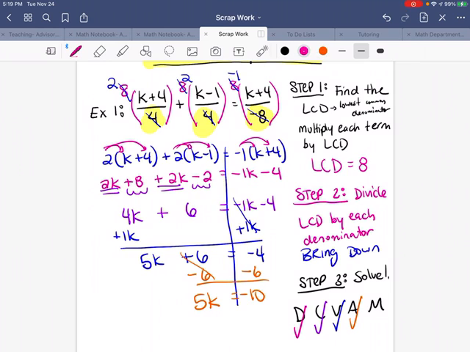And the last step is multiplication or division, and so I get rid of the 5 with division, and k is equal to -2. And that is my answer.